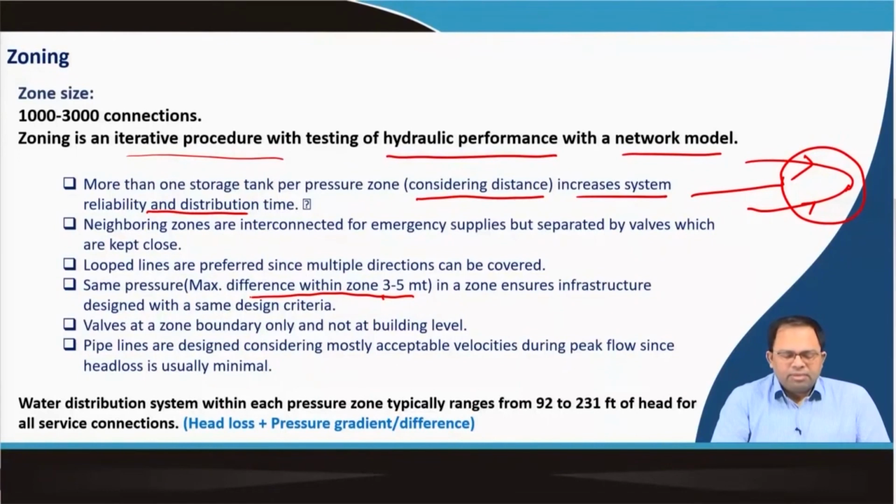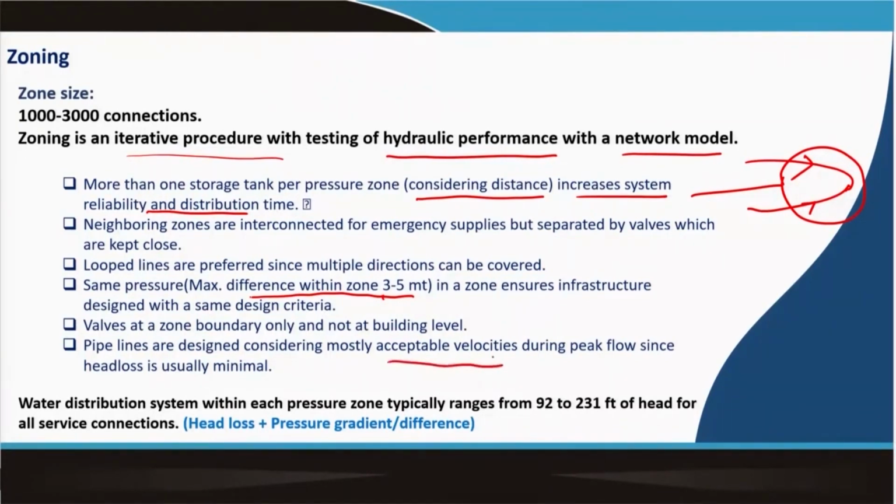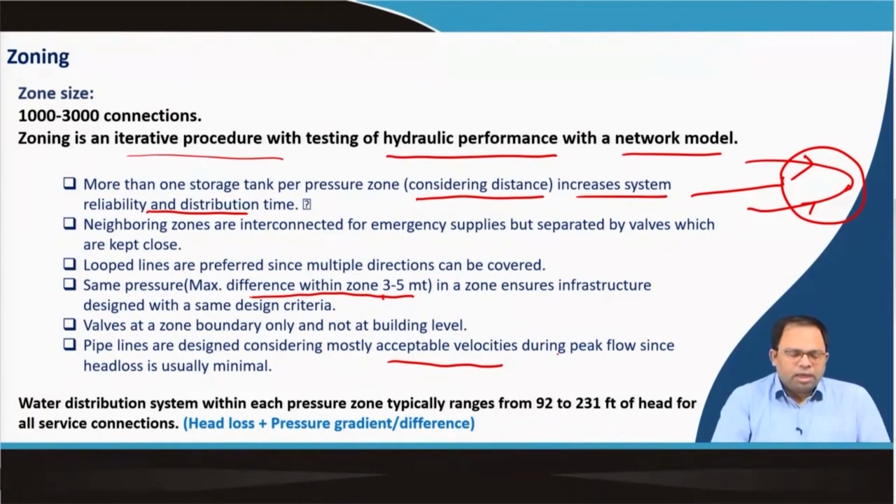And then valves are at the zone boundary only and not at the building level, and pipelines are designed considering mostly acceptable velocities during peak flow, since head loss is usually minimum. So, that means acceptable velocities have to be determined, and during peak flow the overall head loss is minimum, not that high. So, mostly it is based on the velocity that we will design the pipeline.